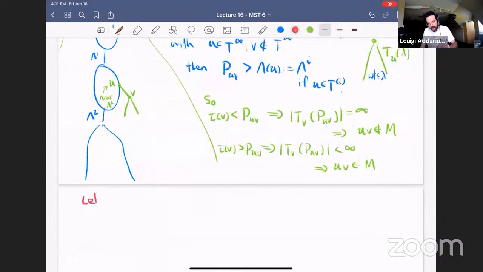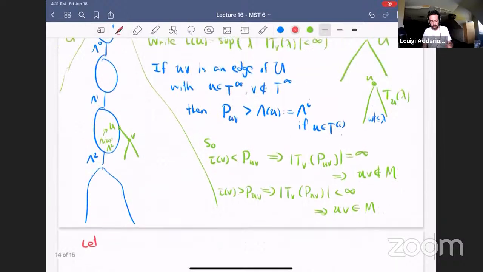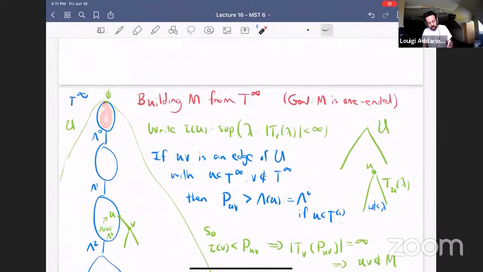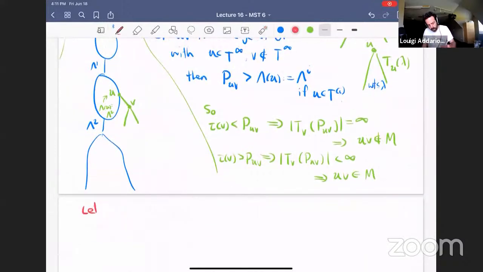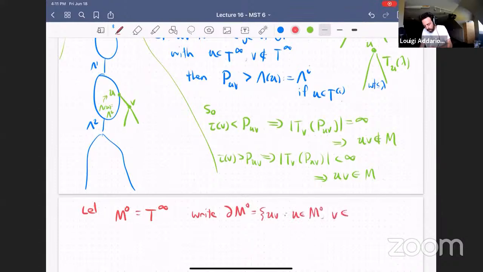I know there's a lot of iterative constructions in this proof. First, we did an iterative construction to figure out that these forward maximum weights were unique. Then we did an iterative construction to build the tree T infinity. And now we're doing one last iterative construction to build M from T infinity. We'll do that and then we'll basically be done the course. So the first step, we start from T infinity. We'll write partial M naught for this edge boundary. So these are the edges UV, where U is in M naught and V is not in M naught.